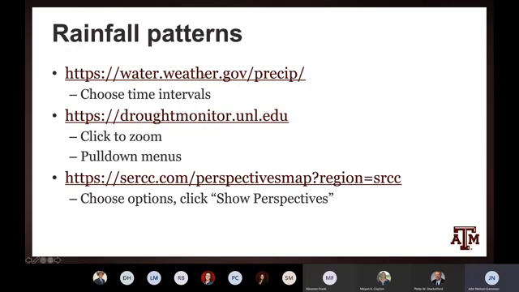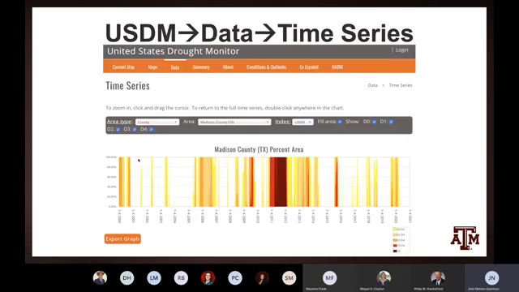The only shortcoming of both of these plots, the precip map and the Drought Monitor map, is that they only go back about 15 or 20 years. By the way, for the Drought Monitor map, Vanessa talked about being able to zoom in on the maps by clicking on the states. There's also a bunch of pull-down menus across the top that let you dig into greater detail. So here's an example of that.